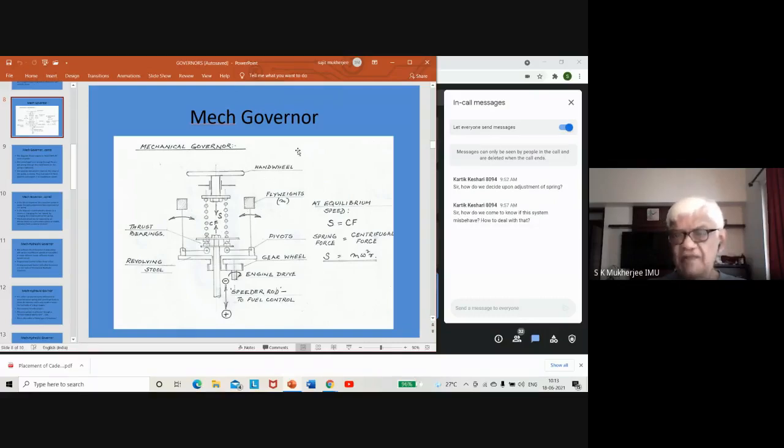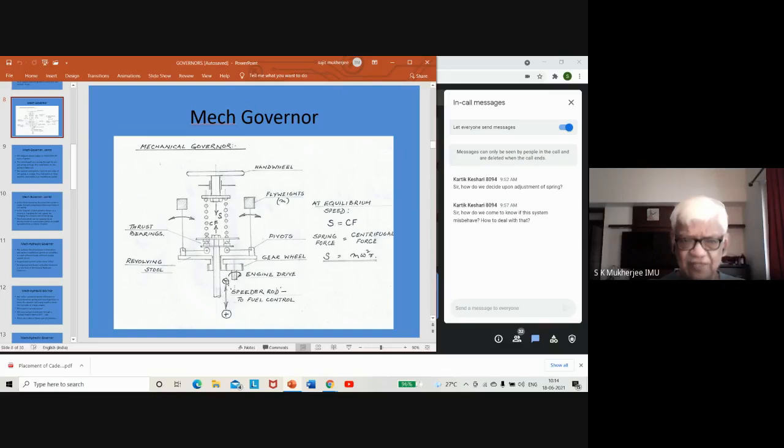And a drop in load means that for the same fuel, you'll get a higher RPM. So if you get a higher RPM, these two are going to move outwards. All right, the moment they move outward, the speeder rod is going to move up. As it moves up, it is going to decrease the fuel.